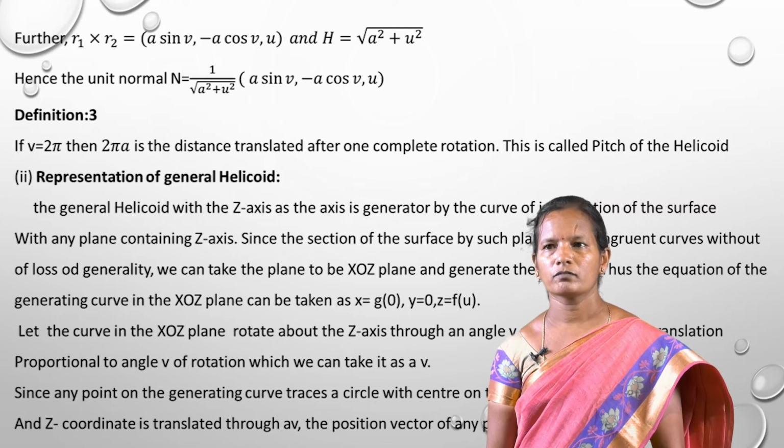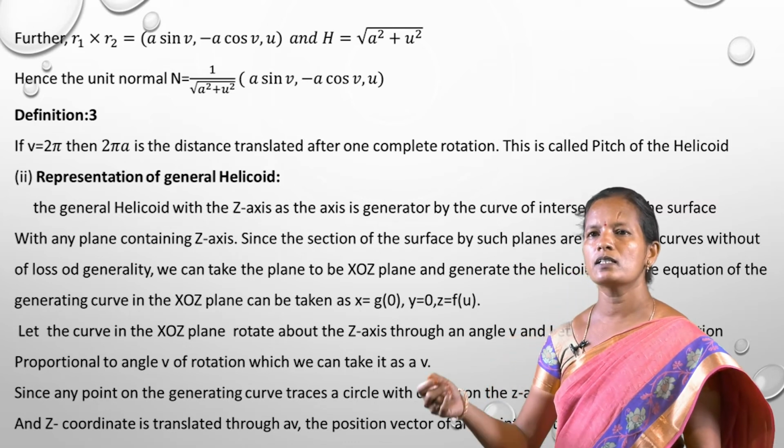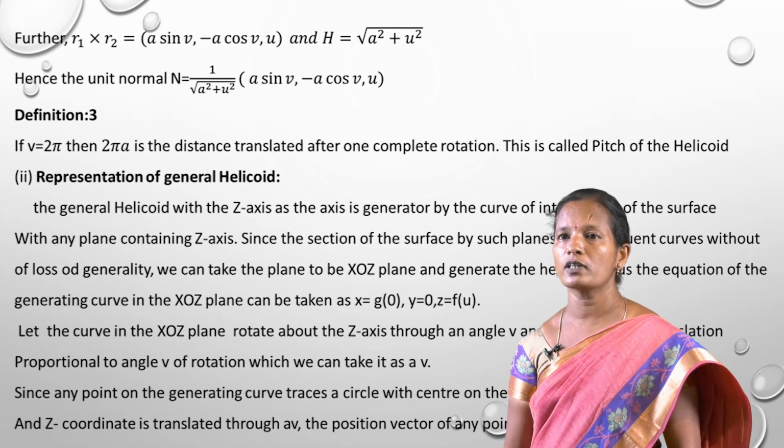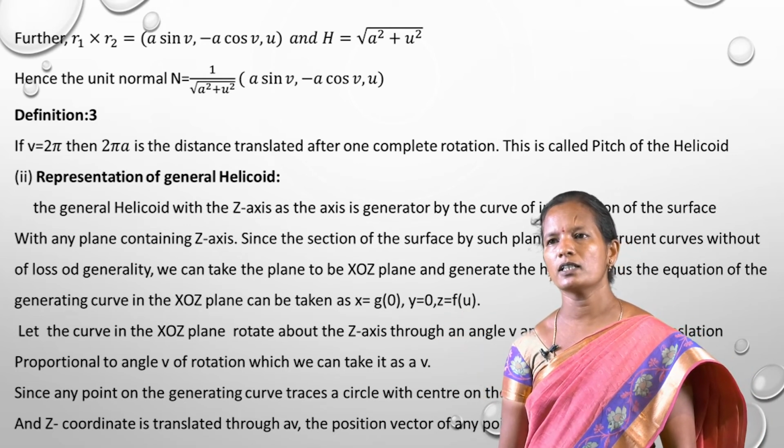Next definition, pitch of the helicoid. If v is equal to 2 pi, then 2 pi a is the distance translated after a complete rotation. This is called the pitch of the helicoid.